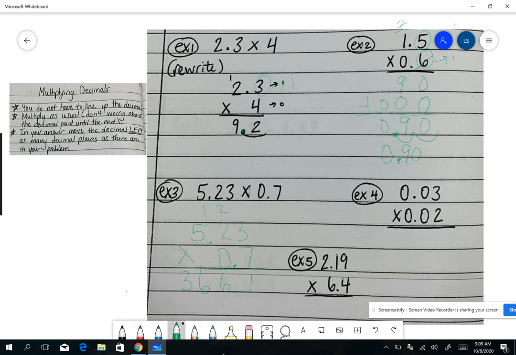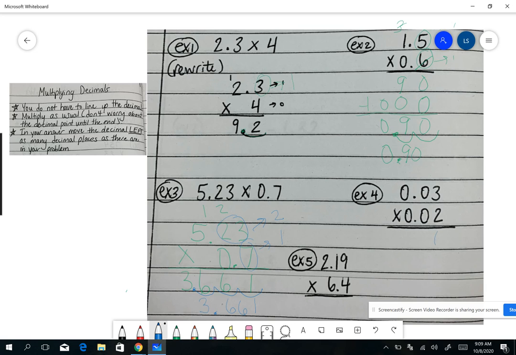So let's take a look at our decimal places. We have 2 decimal places here, and we have 1 decimal place here. So we have 3 altogether. So we're going to start at the end and go left. 1, 2, 3. So my answer is 3 and 661 thousandths. Let's take a look at example 4.